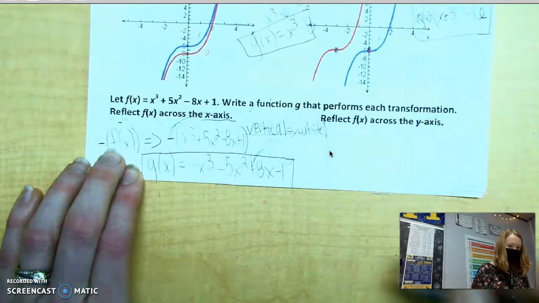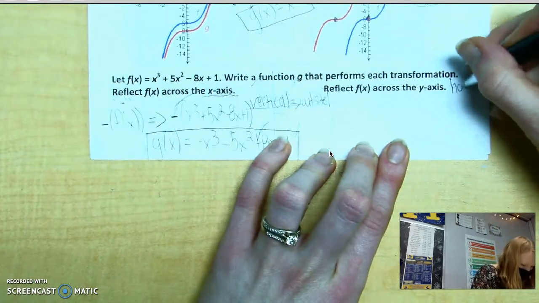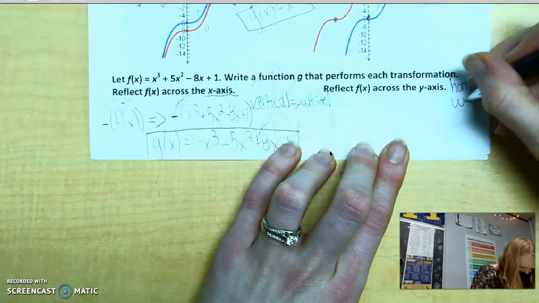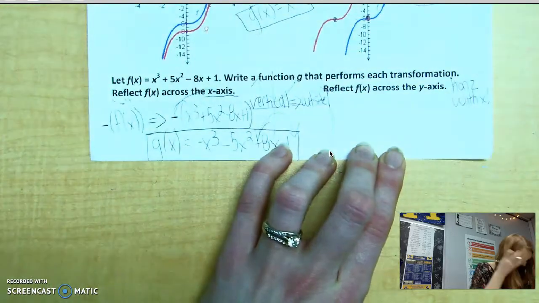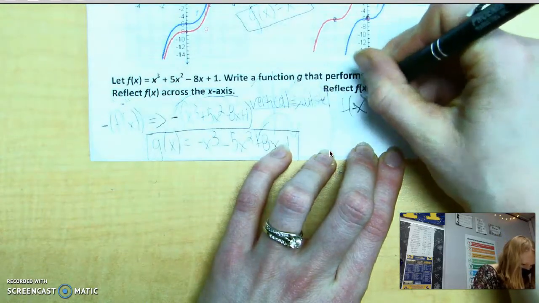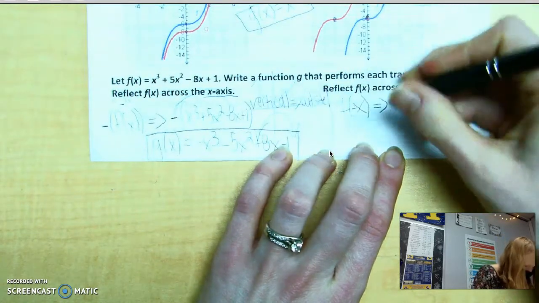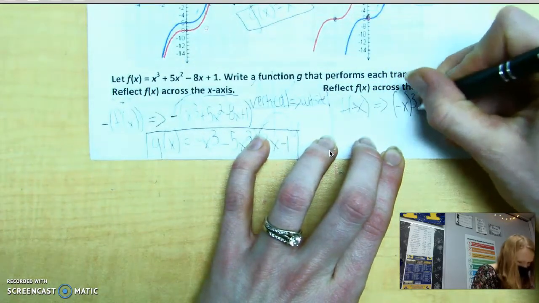That is different than when we reflect across the y-axis. That would be a horizontal transformation, which means it goes with the x. So if I have my function f of x, that means with the x, this time I'm going to put the negative. And if I look at my function, that means every time you see an x, you're going to replace it with a negative x.